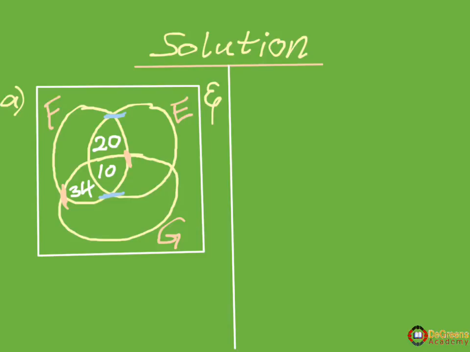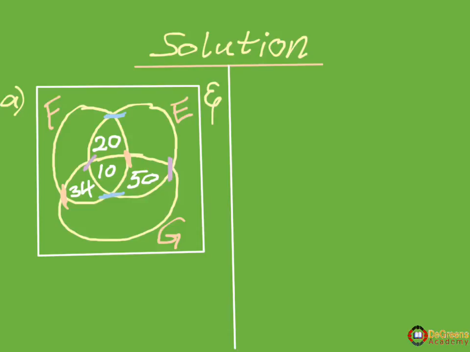The next sentence says, 60 study English and German. English and German, look at the circles and follow from where the circles meet. So 60 study English and German means those who study only English and German will be 50, since we already have 10 studying all three languages. Therefore, we have 50, and 10 plus 50 will give that 60.